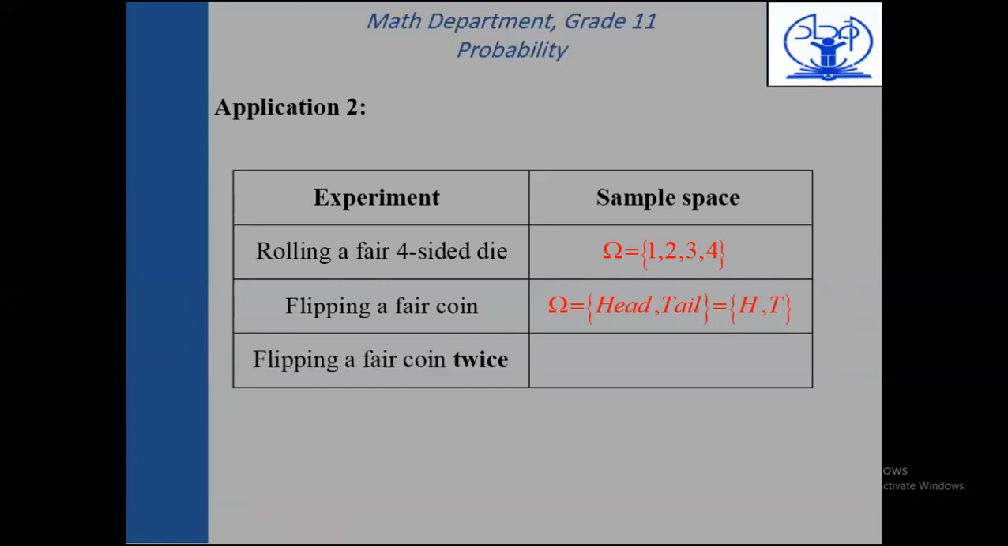What if the experiment is flipping a fair coin twice? Here you have to be careful about the outcomes. An outcome is a pair, because you are flipping a fair coin twice. For example, head alone is not an outcome. So each outcome is a pair. Head tail is an outcome. Tail head is another outcome, and tail tail is another outcome. So if I ask you, for example, you are flipping a fair coin twice, what's the probability of getting 2 tails? TT will be the only accepted outcome, and the probability will be 1 over 4.